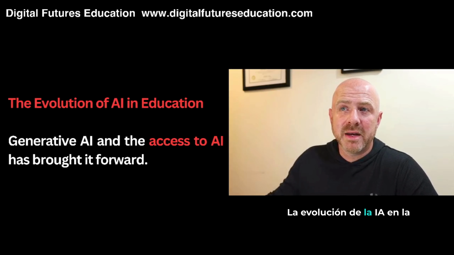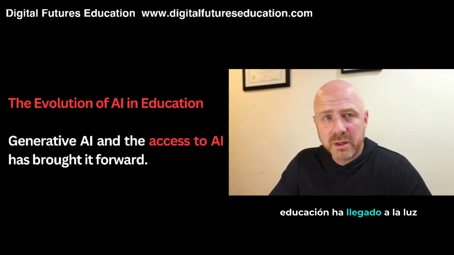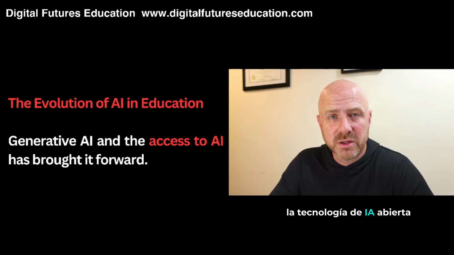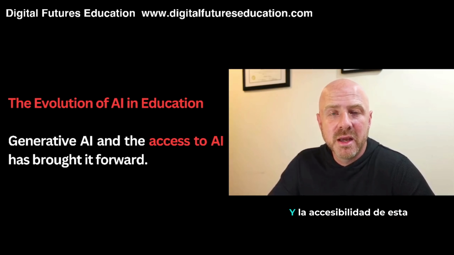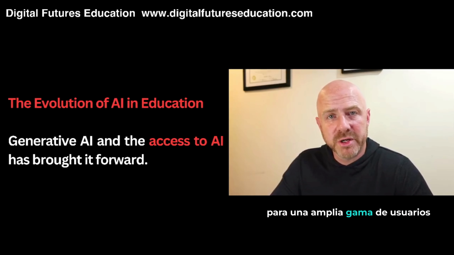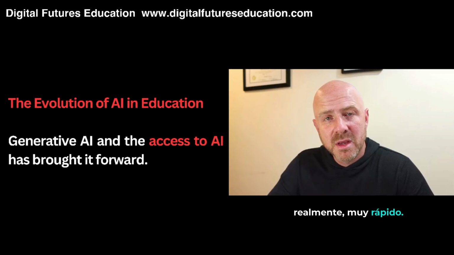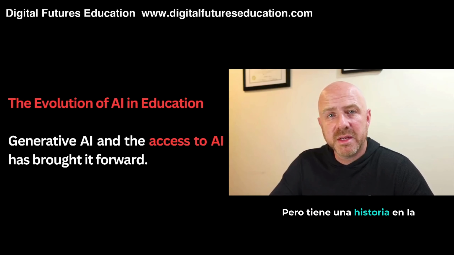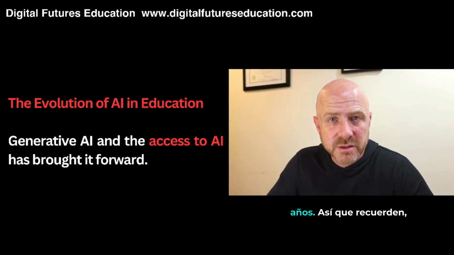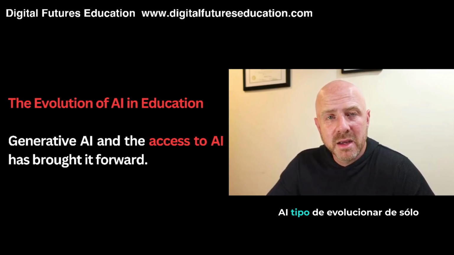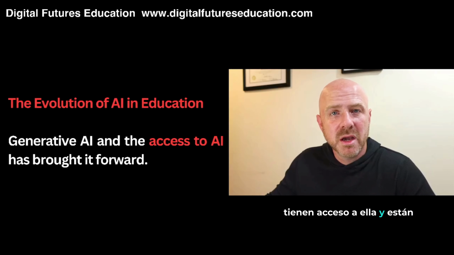The evolution of AI in education has really come to light lately because of the access to OpenAI technology such as ChatGPT, and the accessibility of this technology has opened up doors for a wide range of users really quickly. So that's really why it's become a discussion point so quickly, but it does have a history in education in the past 60 years. So just remember, a lot of these conversations that have been started around AI evolved from just the pure fact that more people have access to it and are starting to use it.